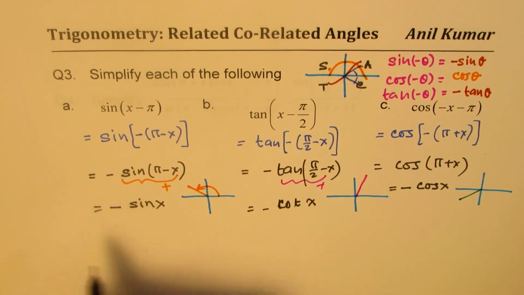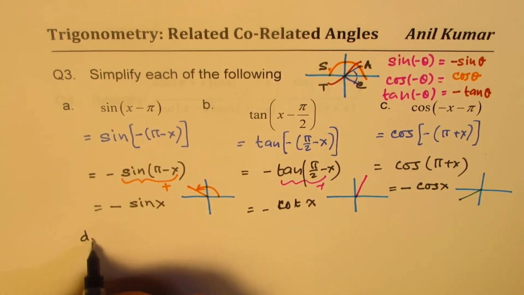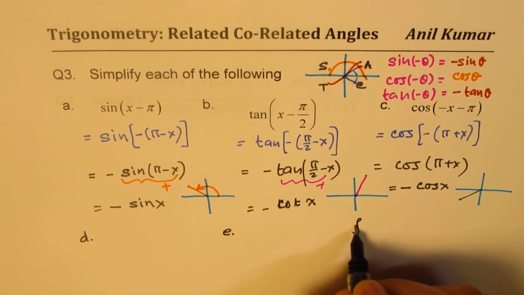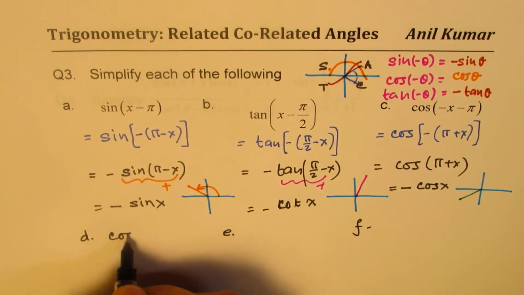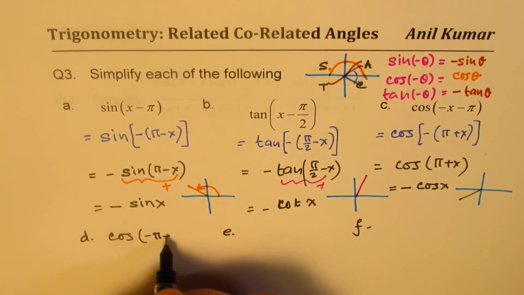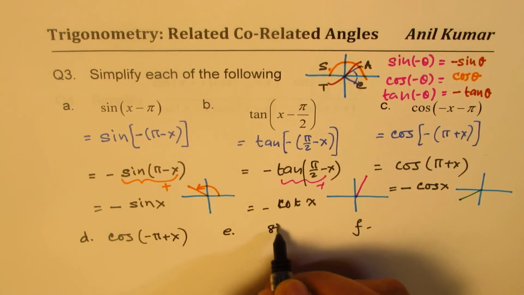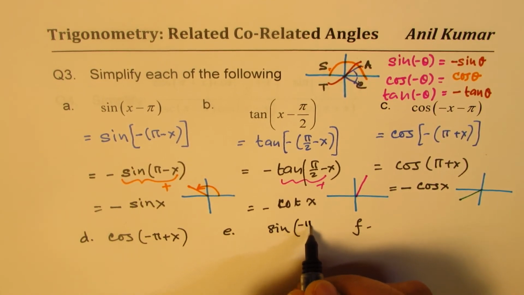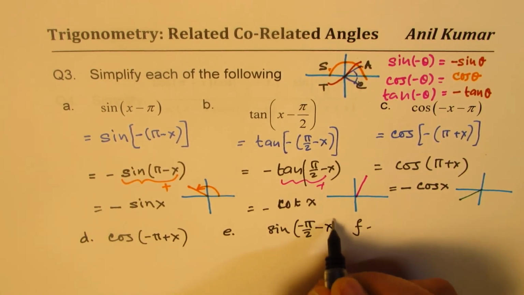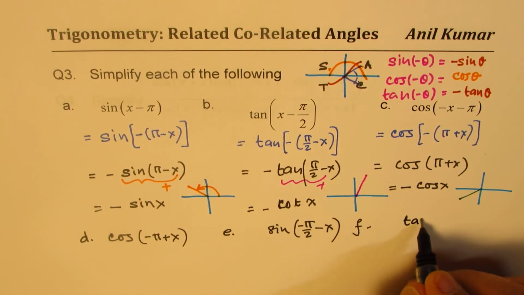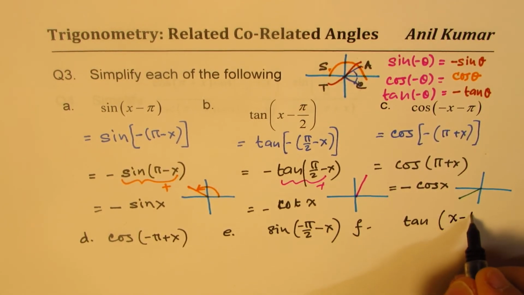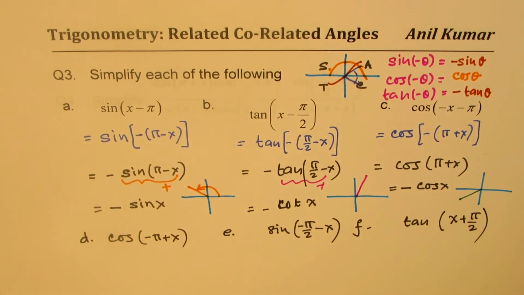Perfect. Now here are your practice questions. Let me write down D, E, and F for you to practice, right? So let's write cos of minus pi plus x, sine of minus pi by 2 minus x, and then we'll write tan of x minus pi by, let me write plus pi by 2, right? So those are your practice questions. I'd like you to solve these now.